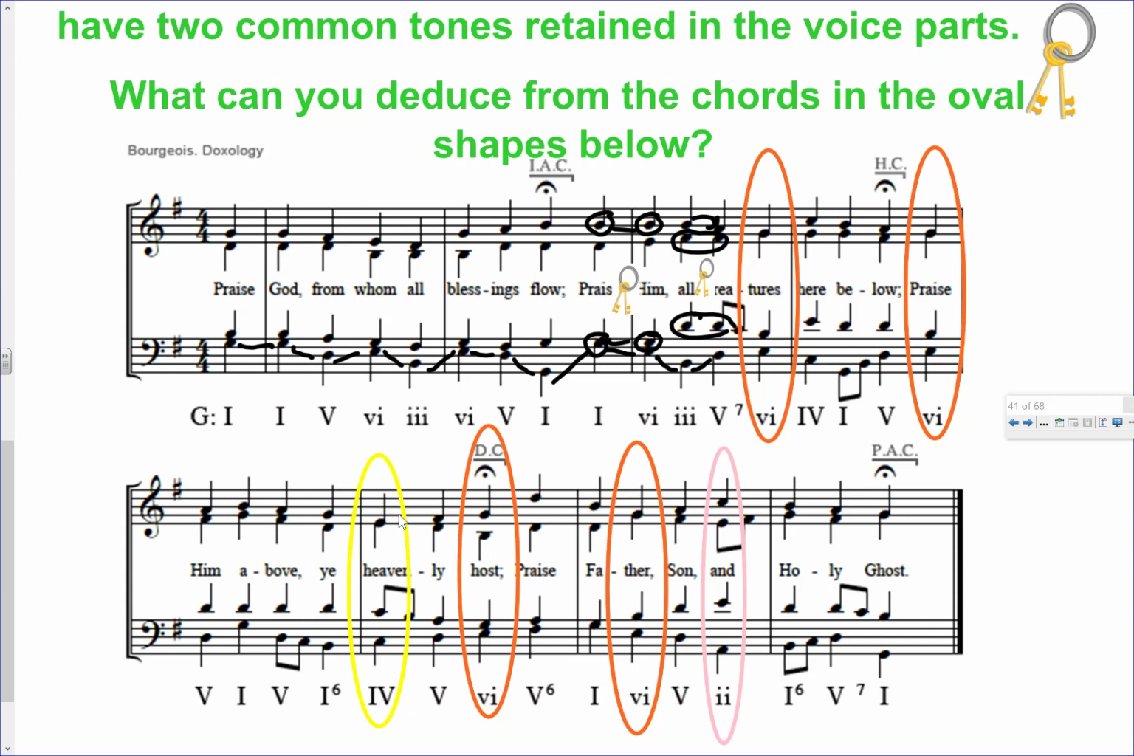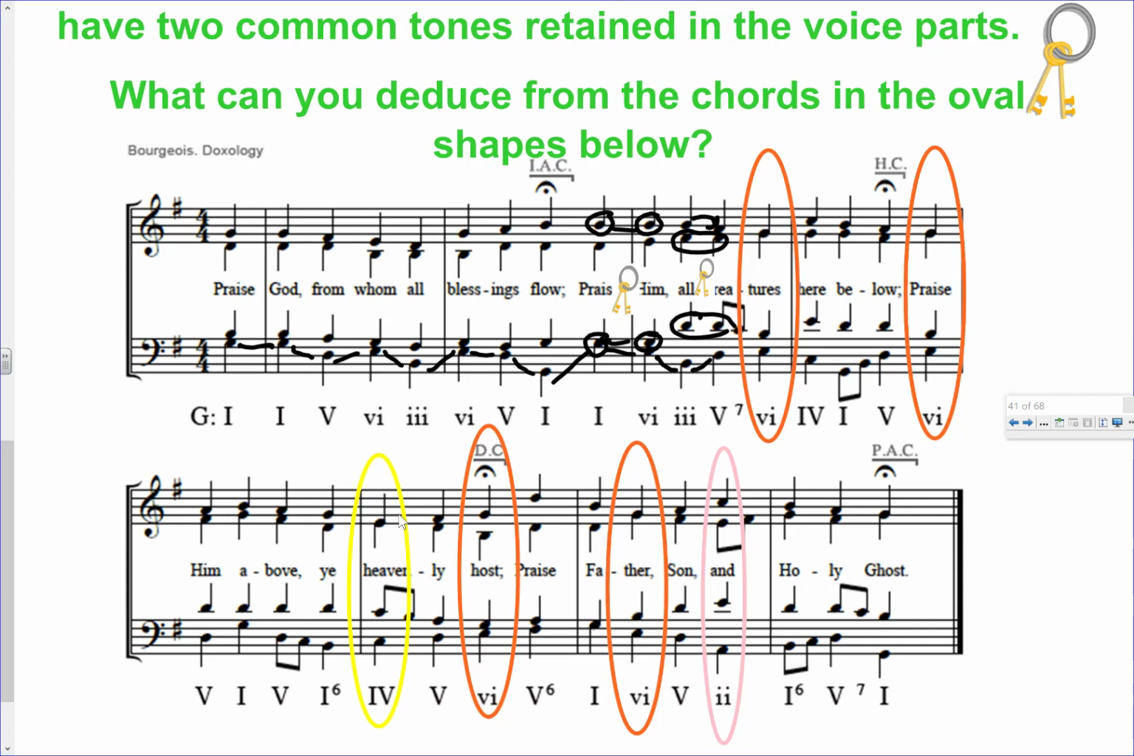Take a look at this yellow oval. It's the 4 chord in the key of G. But what's missing? Well, it looks like the 5th is missing because the 3rd is doubled and the root is doubled.